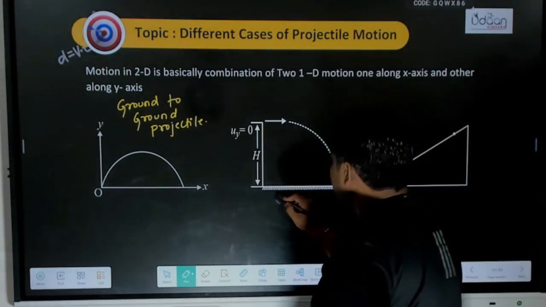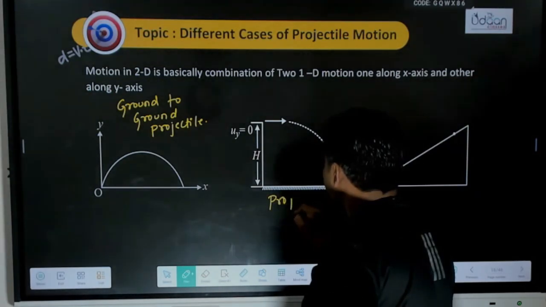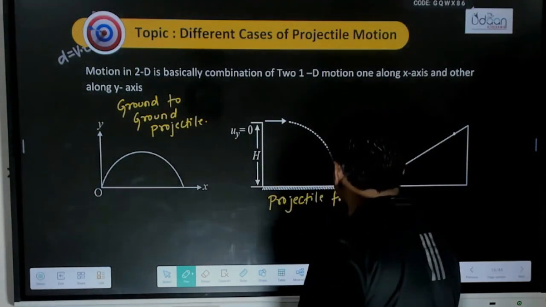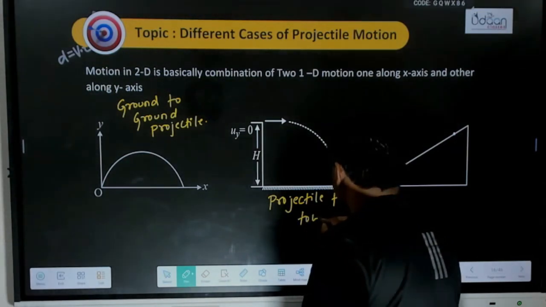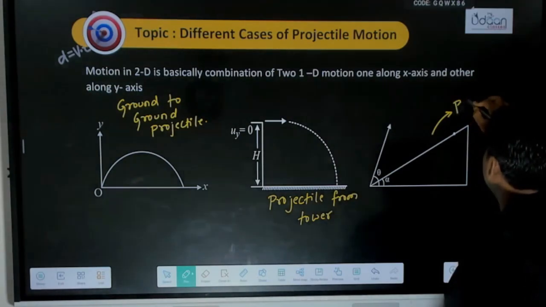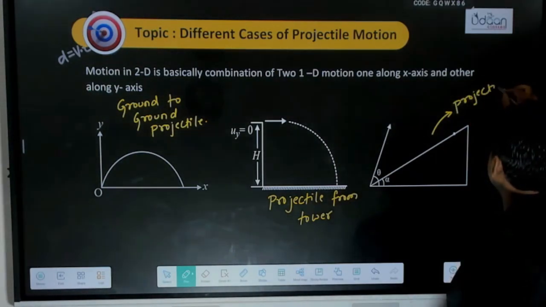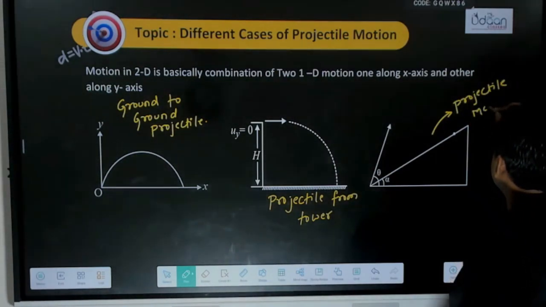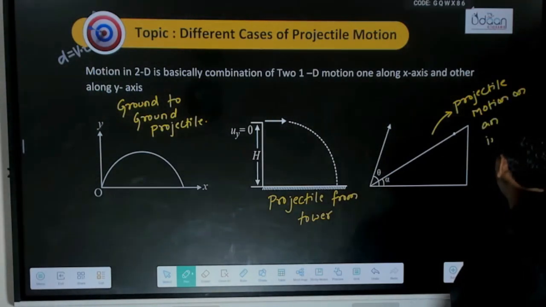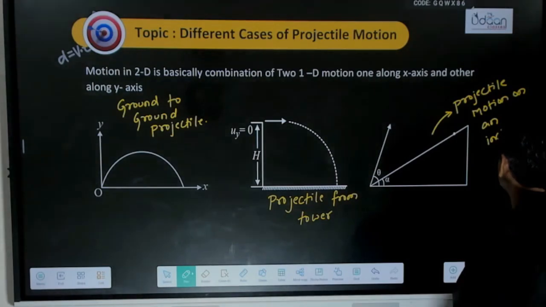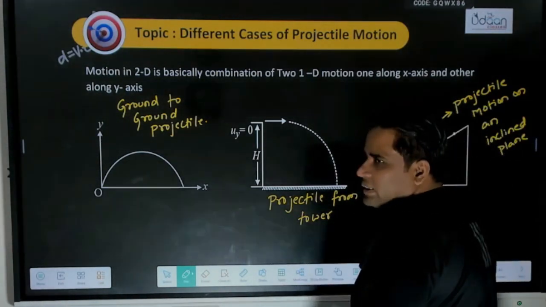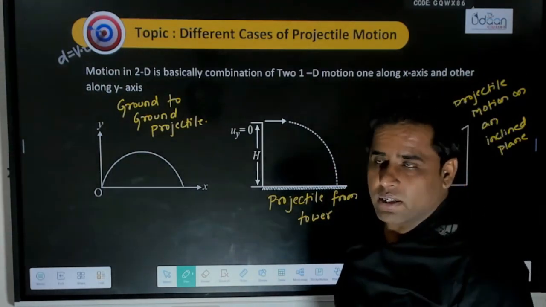So in this case, we can say projectile from tower. And this is called projectile motion on an inclined plane. These are the 3 cases which we are going to cover mainly in this topic.